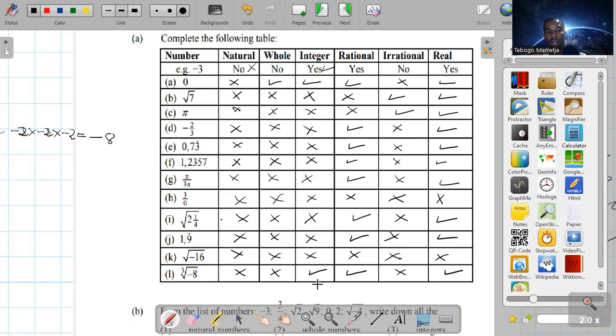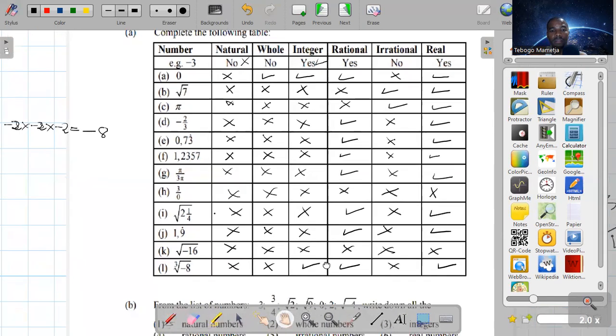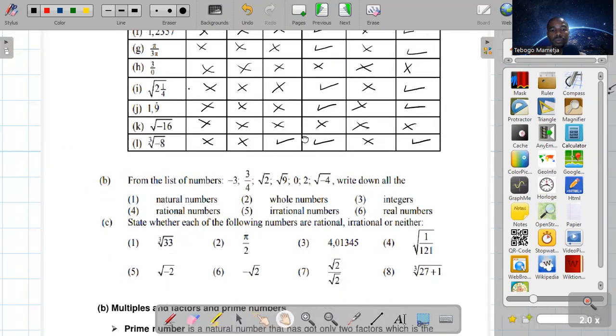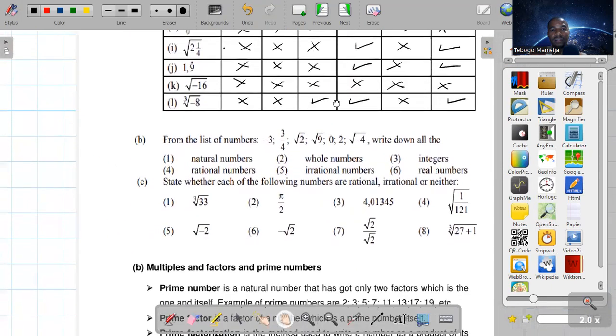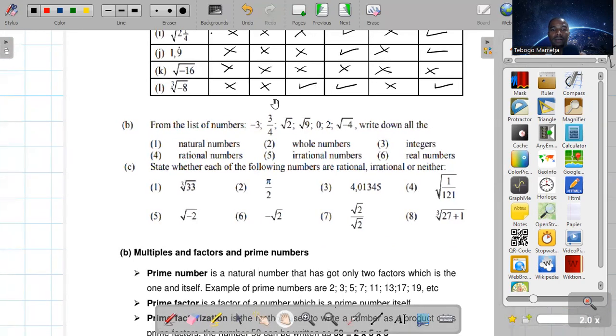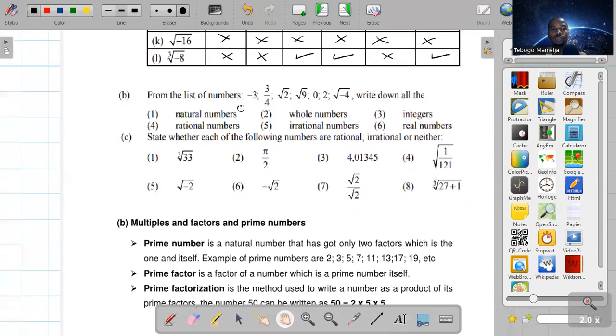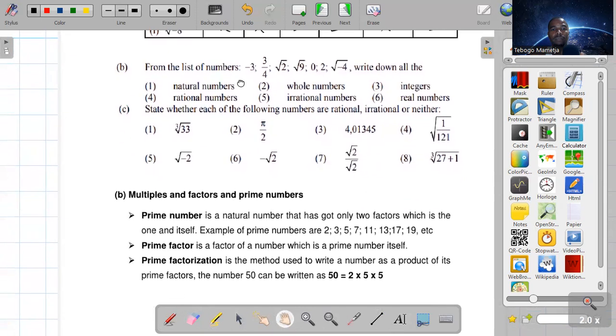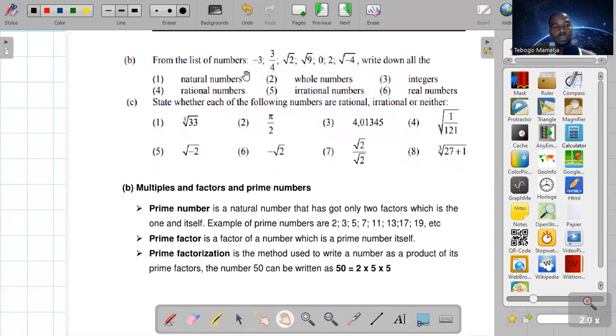So, guys, we are done completing our table. I hope you also, guys, who tried to work it out, got it correct. So I just want us to go to the second activity, which is number B. Never mind the next topic, guys. We're not going to do it now.